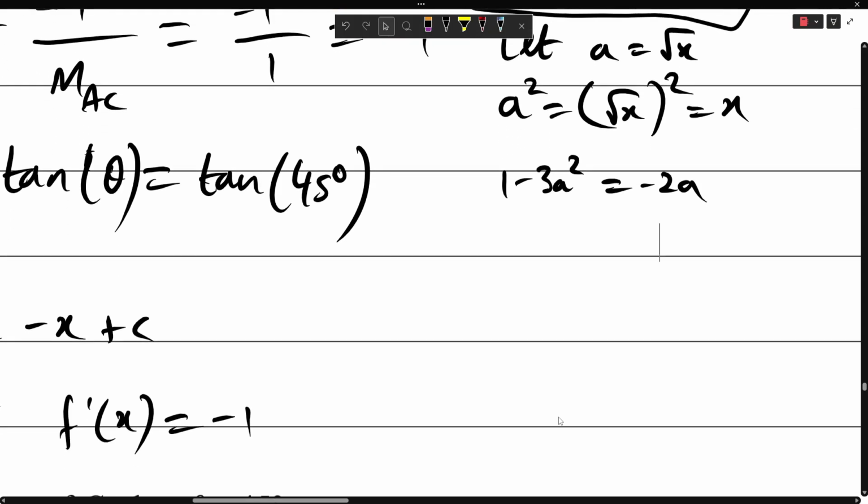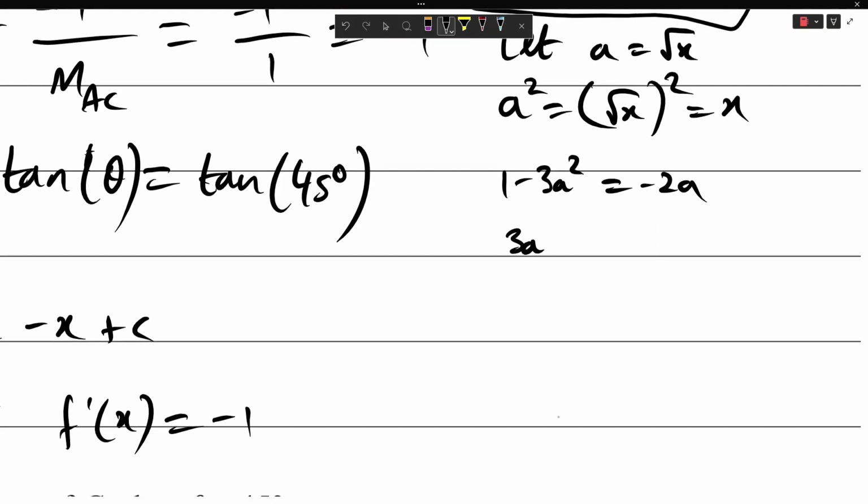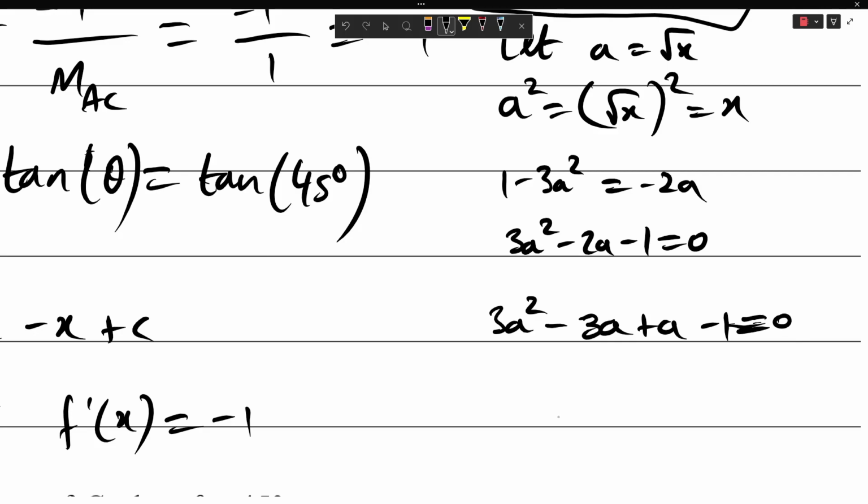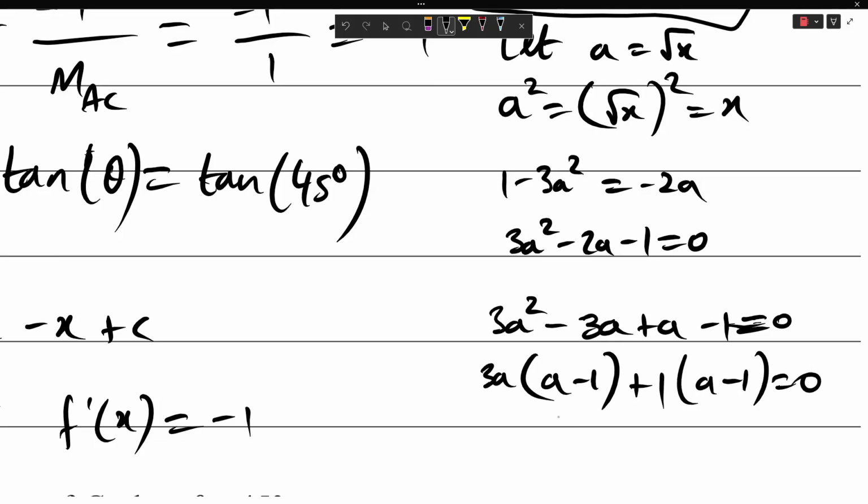Now I'm going to move everything to one side. So we'll get 3a squared minus 2a minus 1 equals 0. Now we're going to need a way to factorize this. And the way we're going to do that is going to be 3a squared minus 3a plus a minus 1 equals 0. Then I can factor out this 3a. So you get 3a multiplied by a minus 1. We're just going to take a plus 1 out of this, so it stays a minus 1 equals 0. Then we're going to get this.